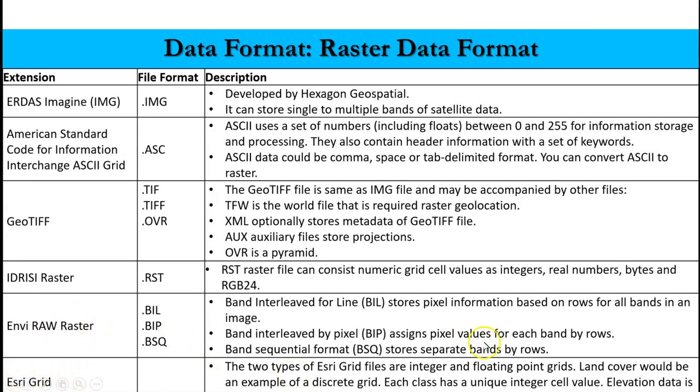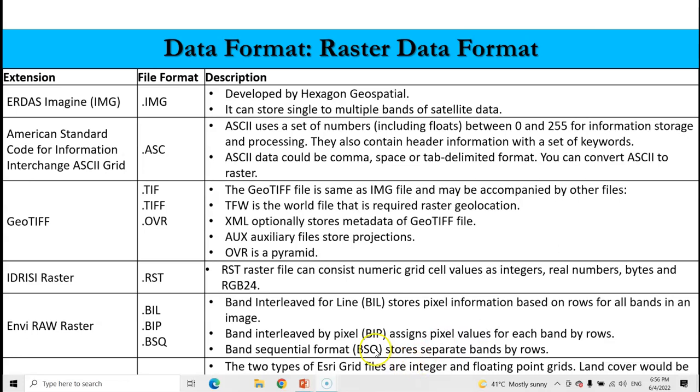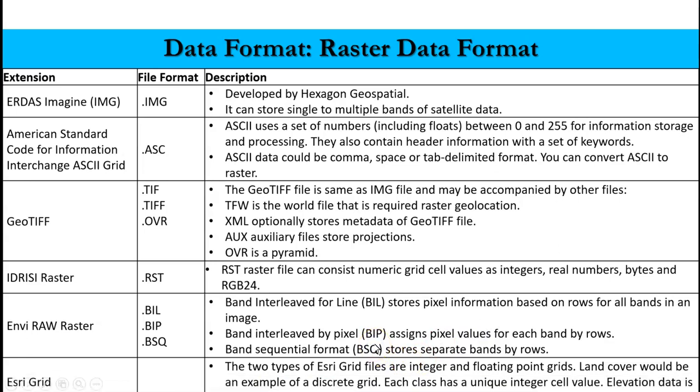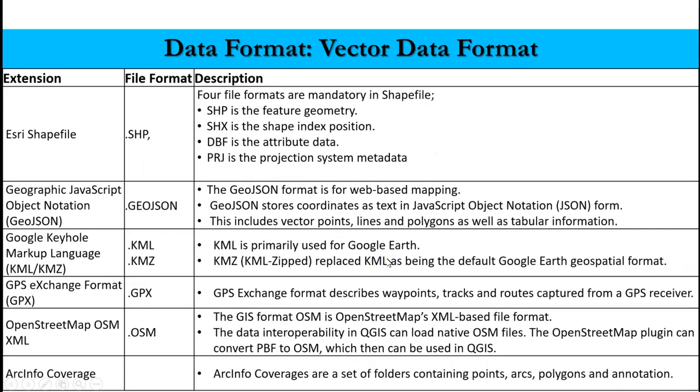And then Esri grid, this Esri grid is still in use. Okay, Esri grid files are integer and floating point grids actually, and land cover would be an example of a discrete grid. Each class has a unique integer cell value, right? This kind of data.